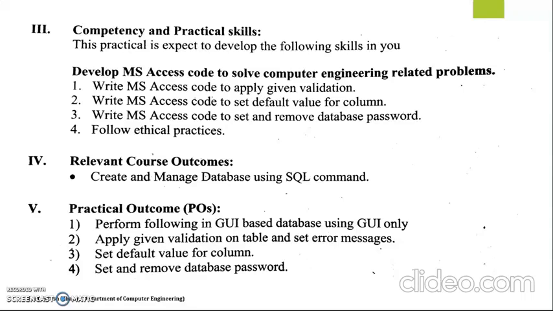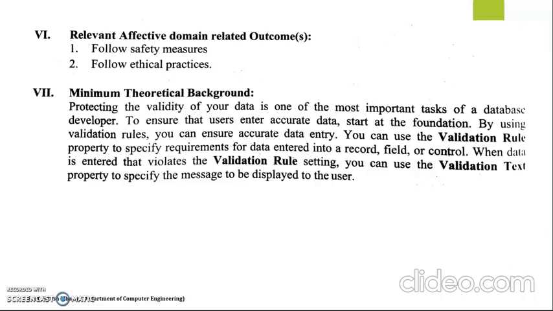Practical outcomes: perform the following in a GUI based database using GUI only. Apply given validation on a table and set error messages, set default value for a column, set and remove database password. Relevant affective domain related outcomes: follow safety measures and follow ethical practices. Now, the minimum theoretical background required is about the validation of your data to ensure that the user enters accurate data. So we require a validation rule and a validation text that specifies the message to the user.